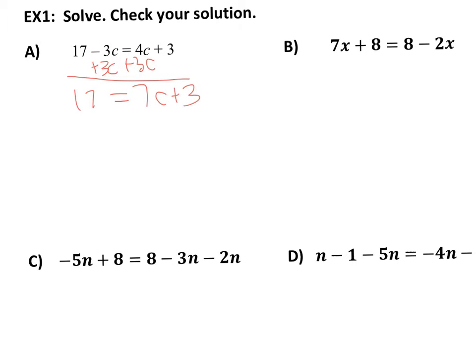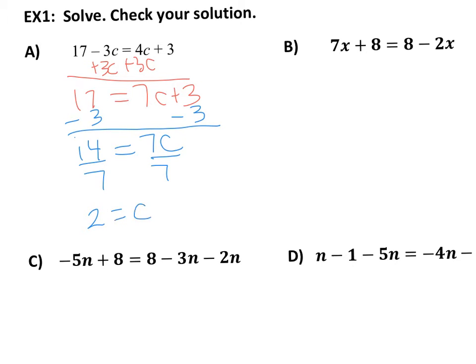Then my next step, I'm going to now put my constants together. So I'm going to subtract the 3 to make sure that my equation is still balanced on both sides. Variables are now on the right, and I'm moving my constants to the left. So 17 minus 3, I'm left with 14 equals 7c. And then my last step is to divide each side by 7. And my final solution is 2 equals c, or c equals 2.